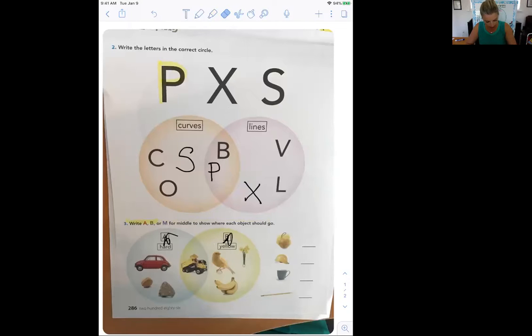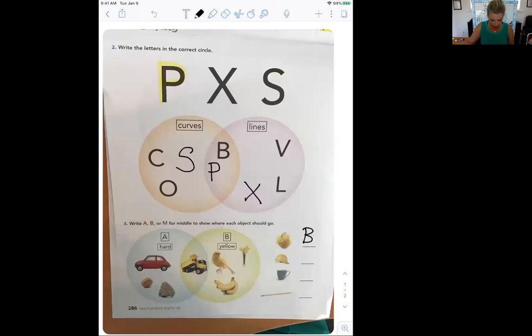Let me erase that. Okay, the first picture is, what is that? A loofah. That's like what you might have in your bathtub or your shower. Okay, so is a loofah hard? No, you're not going to scrub your body with something hard. Okay, is the loofah yellow? Yes. So is that going to get the A, the B, or an M for going in the middle? It's going to go on the B side.